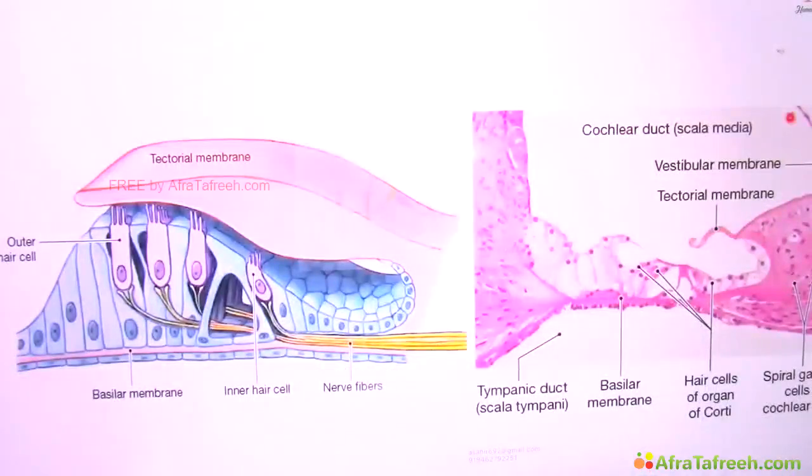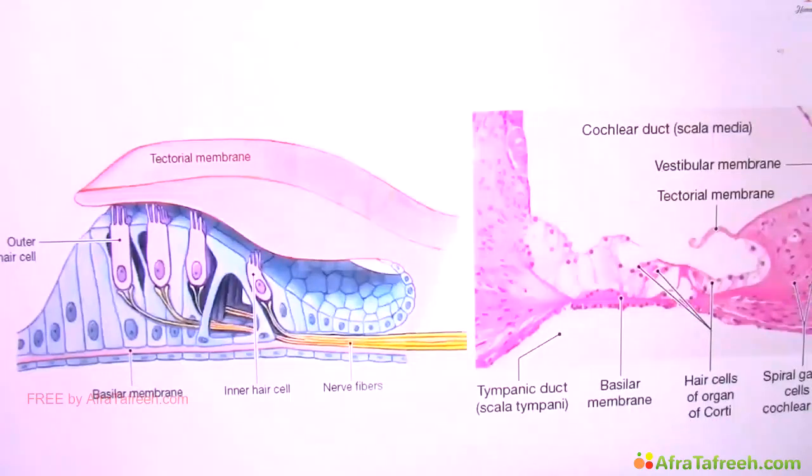Who is this? That is the Reissner's membrane, the vestibular membrane. Then where is the basilar membrane? That is here. What is on the basilar membrane? There is the inner hair cell giving 95% of the cochlear nerve fibers. And what is the outer cell doing? Outer cell will give 5 to 10%.